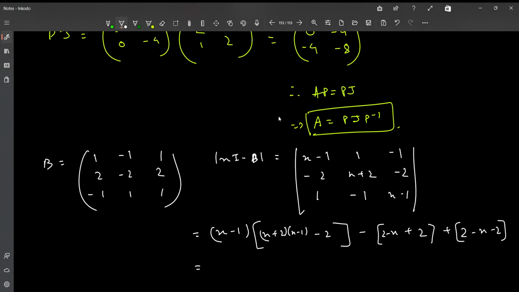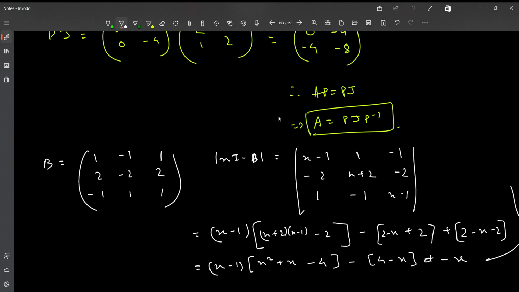So this is my x minus 1 times this becomes x squared. This is plus 2x minus x. So plus x. Here you have minus 2 and minus 2. So minus 4, minus what do you have here? You have here 4 minus x. Right? And here you have minus x. Right?